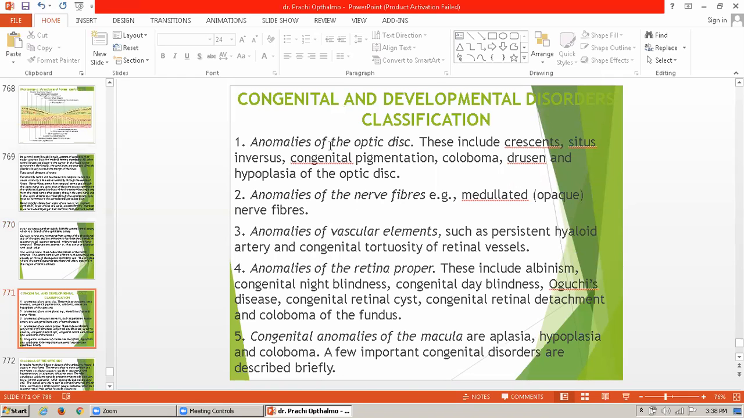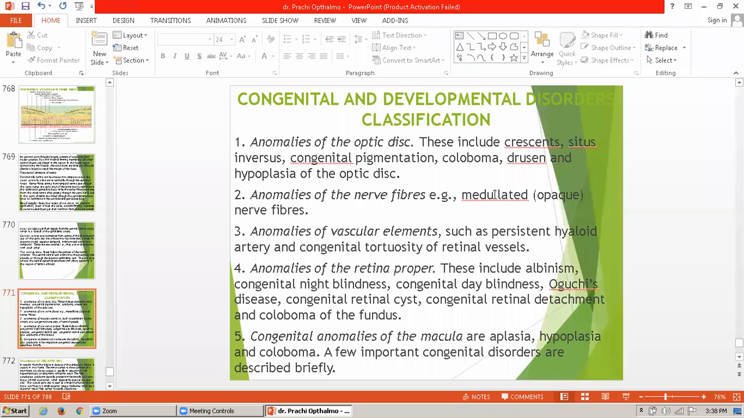Then this is the applied anatomy of the retina. Then congenital and developmental disorders classification. In that, first is the anomalies of the optic disc.